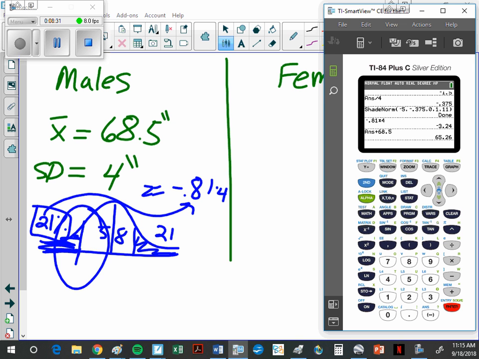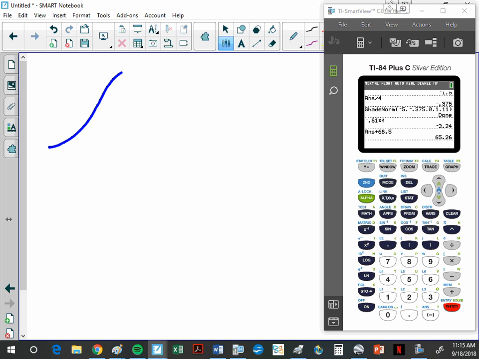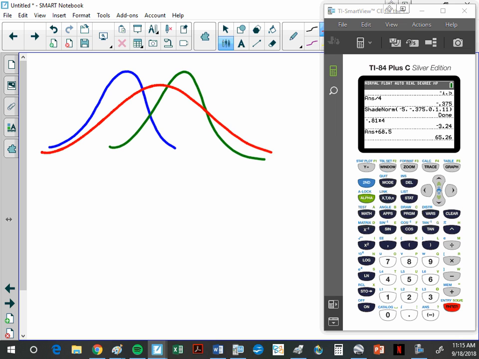Okay. What's going to happen to the SD? So if I have, let's assume, well, I guess it doesn't matter. There's one and there's the other. When I combine them into one graph, what happens to the SD? It gets bigger. Whether this is males or females, that's really not important. But the red graph is much more spread out. So it will have a larger SD. Probably. That might not happen, depending on who we have in the class.